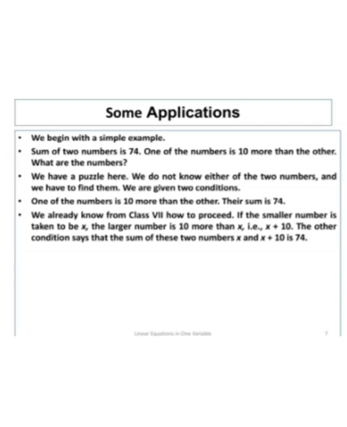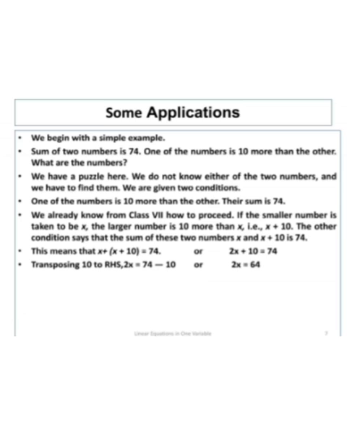If the smaller number is taken to be x, the larger number is 10 more than x, that is x plus 10. The other condition says that the sum of these two numbers x and x plus 10 is 74. This means x plus x plus 10 is equal to 74, or 2x plus 10 is equal to 74. Now transposing 10 to right hand side, that will give us 2x is equal to 74 minus 10, or 2x is equal to 64.